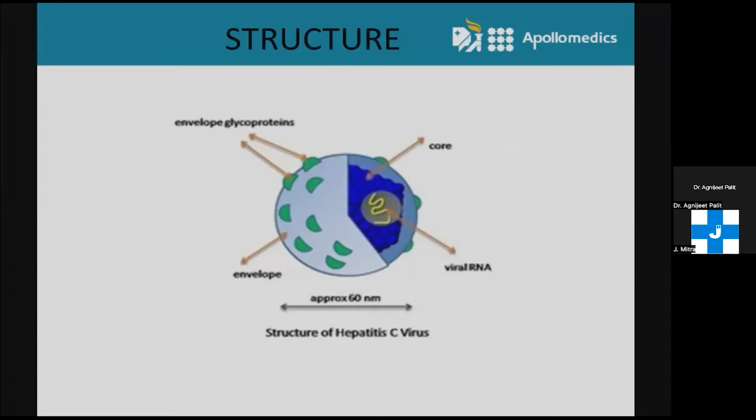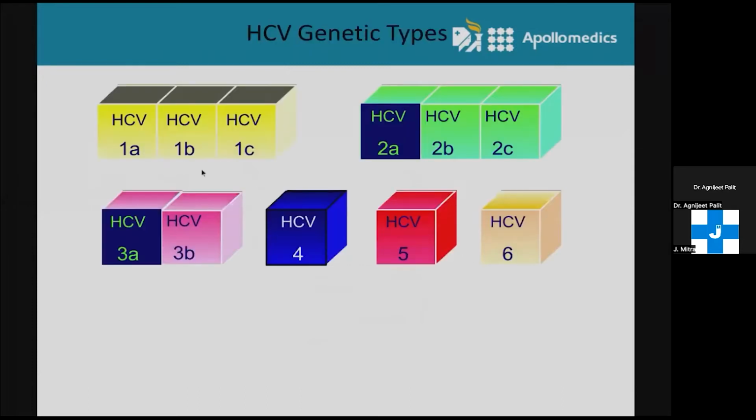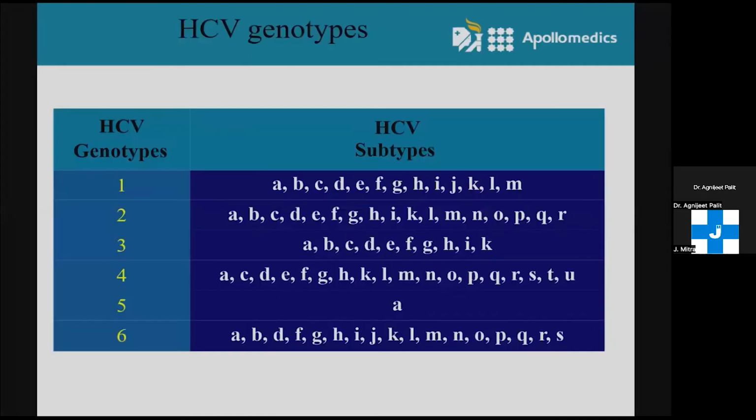Coming to the genotypes, there are 6 distinct genotypes and greater than 100 subtypes within the genotypes which have been identified by nucleotide sequencing. So if we look at the genotypes, HCV 1 has 1A, 1B, 1C. HCV 2 has 2A, 2B, 2C. 3 has 3A, 3B. Then there is 4, 5 and 6. So in total there are 6 major genotypes, and in each of these genotypes, there are multiple subtypes.